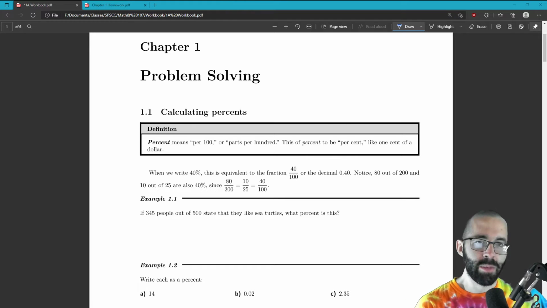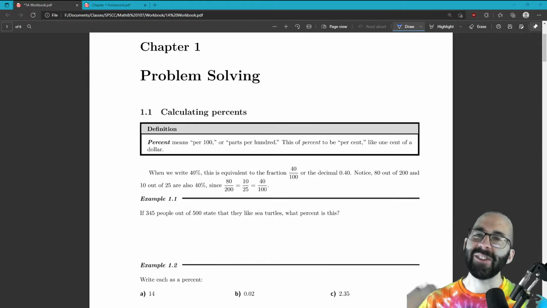Welcome to the first half of the problem solving module. We're going to get started with some less fun things, and then the more fun is going to be next week. For you, it might be switched, but for me, the more fun stuff is next week. We're going to start by talking about percents.